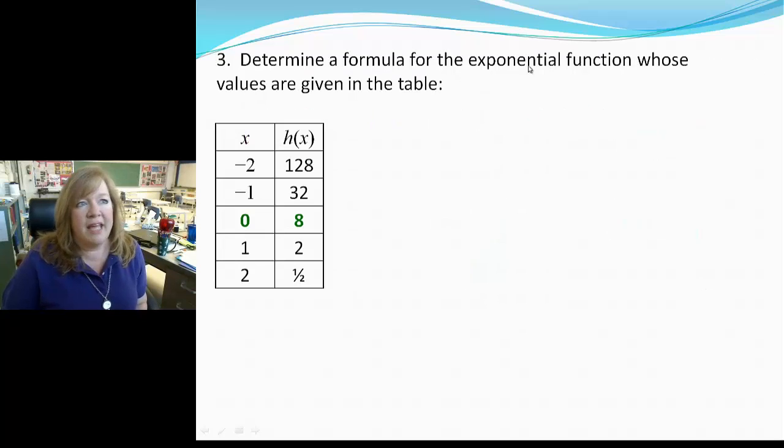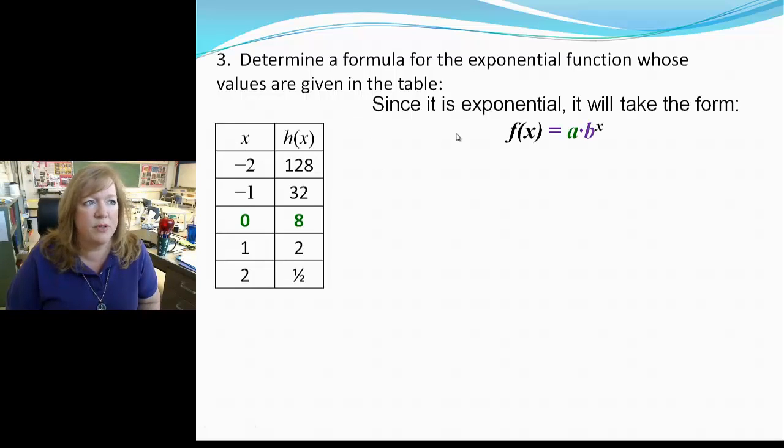This one, you want to find the exponential function whose values are given in the table. Now this might look complicated, but it is not. It's easy peasy. All we have to do is follow this step. So since we know it's exponential, it's going to be in the form of a times b to the x. And we just have to find little a and little b. That's our job.